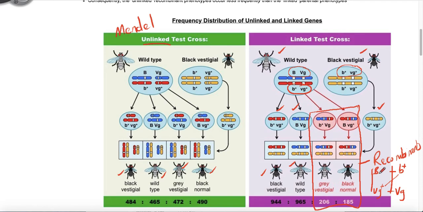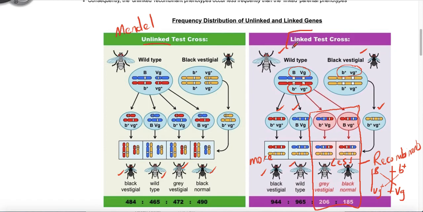This one with this one, and then this one with this one, because they happen to be at a larger distance, separated by the centromere. So there is a possibility for recombinants, but notice that the possibility for that to happen is much less. So there's going to be much less recombinants than there are going to be phenotypes that look like the parents.